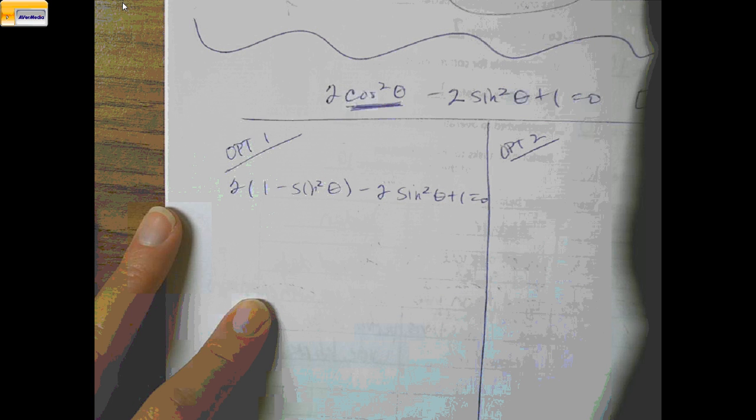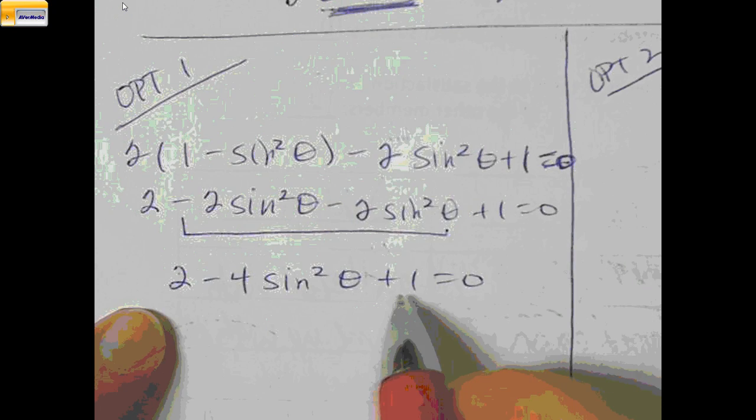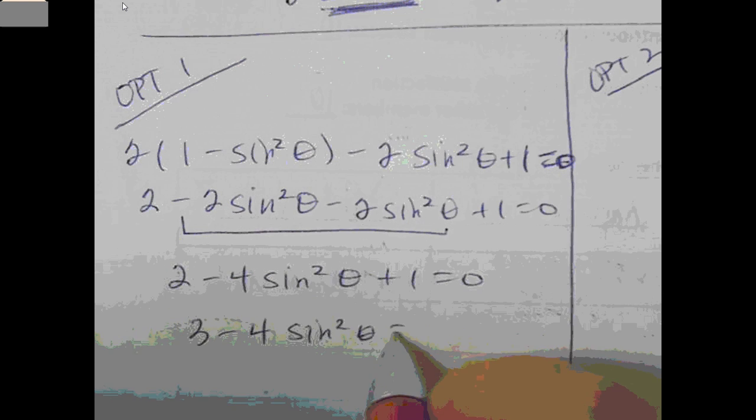I'll zoom in, and this is super messy because I feel like I'm going fast. Sorry. Go ahead and distribute in, and then we can start to shove things together. So 2 times 1 is 2, and that gets us minus 2 sine squared theta, minus 2 sine squared theta plus 1 equals 0. Putting these two together, we're going to have 2 minus 4 sine squared theta plus 1 equals 0. The 2 and the 1 go together, and they become 3. So I have 3 minus 4 sine squared theta equals 0.